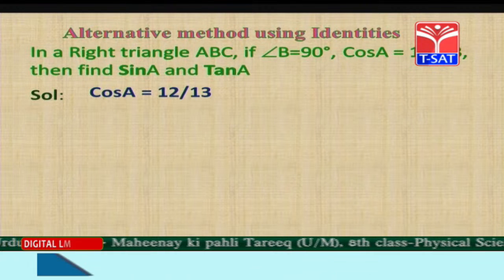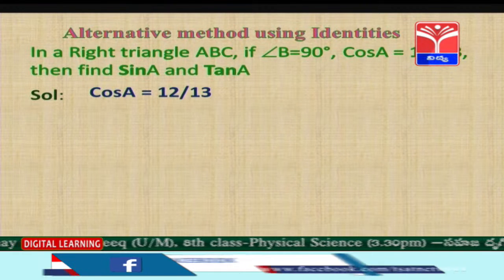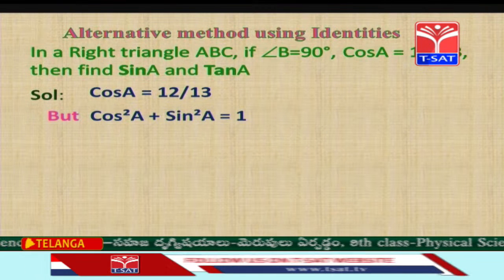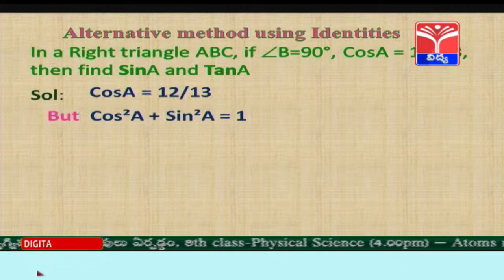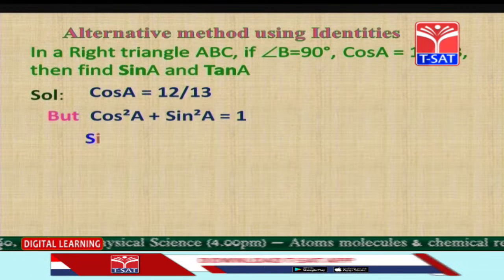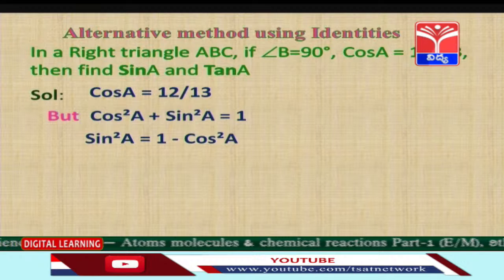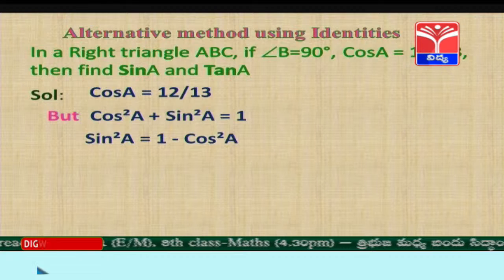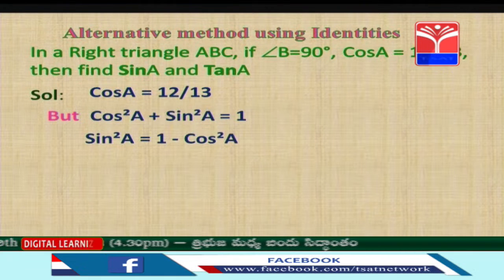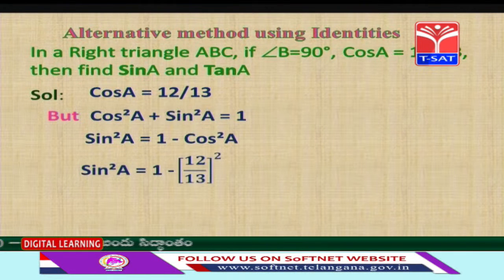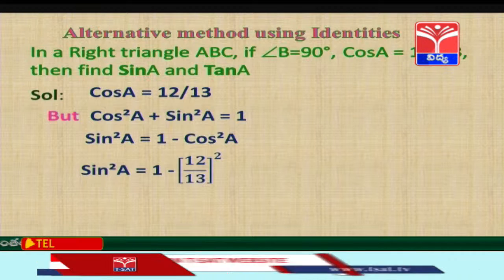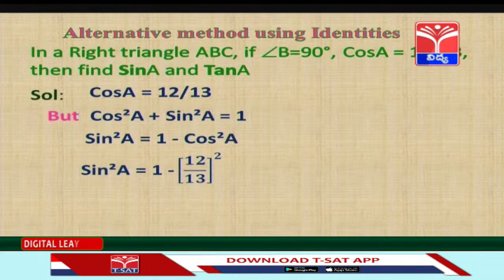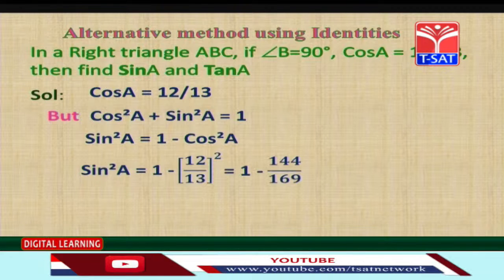So, already we know that cos A is equal to how much here? 12 by 13. Now, we have a formula, cos square A plus sin square A is equal to 1. This is a trigonometric identity. With this, I can say now sin square A is equal to 1 minus cos square A, but we know cos A is equal to 12 by 13. That means, I will write sin square A is equal to 1 minus 12 by 13 whole square. This is going to become 1 minus 144 by 169.